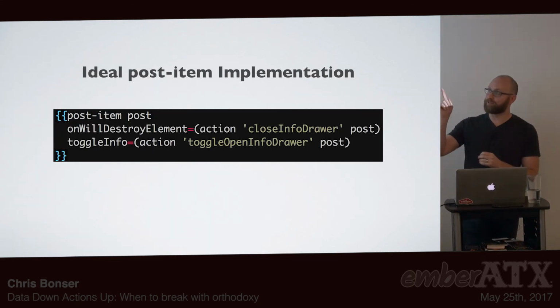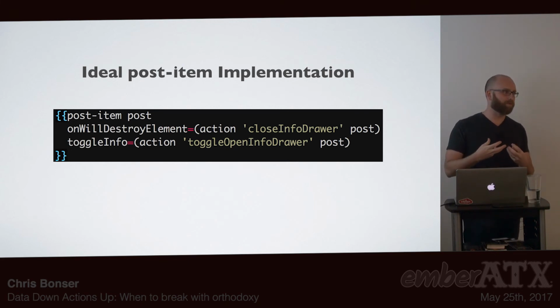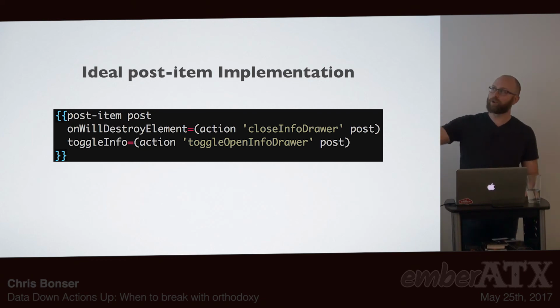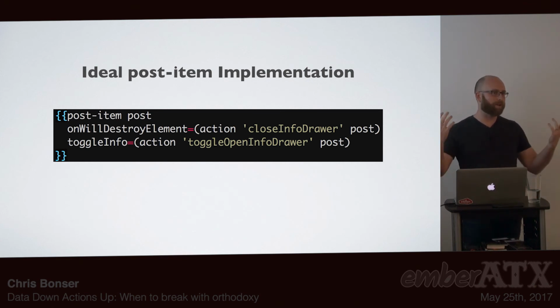Ideally, like I said, I'd like the implementation to look something like this, where instead of the post item having really explicit drawer-related actions like close the drawer and toggle the drawer open, it gets something really generic. So the item is dumb, right? When I'm destroyed, I'm going to call onDestroy and it will do something and I don't care, right? And when someone clicks the info button, I'm going to call this action and that's going to do something and I don't have to care, right?